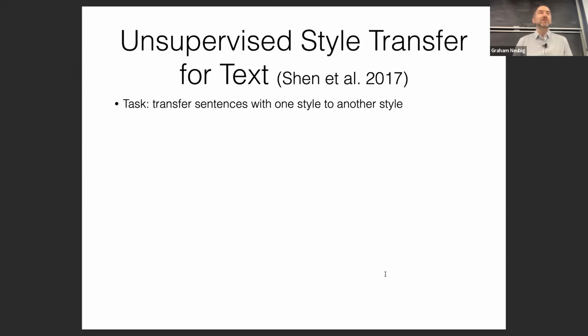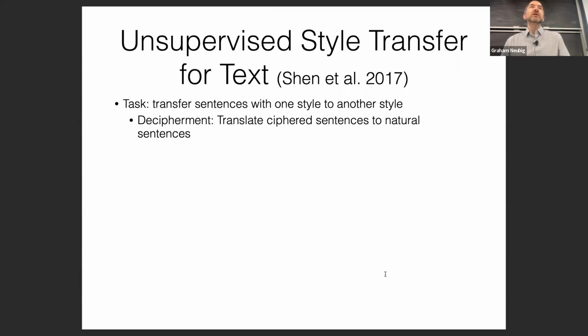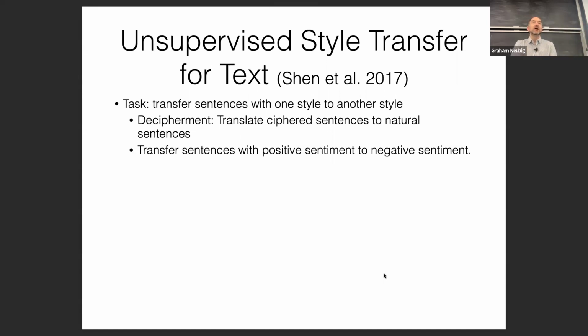It might not be entirely accurate to call this style transfer, because style in linguistics means essentially different ways of saying the same semantics, the same content. So for some of these things, it's not necessarily style transfer, it's maybe content transfer. Some examples: decipherment, which is translating ciphered sentences to natural sentences. Let's say you randomly replaced each word in English with another word, and then you're reproducing the original English sentence. Another is transferring sentences with positive sentiment to negative sentiment. This is not style transfer, this is changing the content. So other people have called it attribute transfer, which is more of a mouthful, but more linguistically accurate.